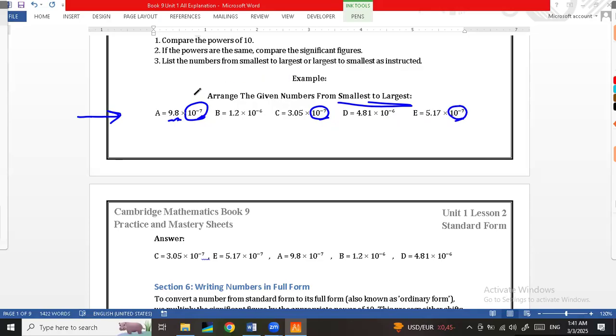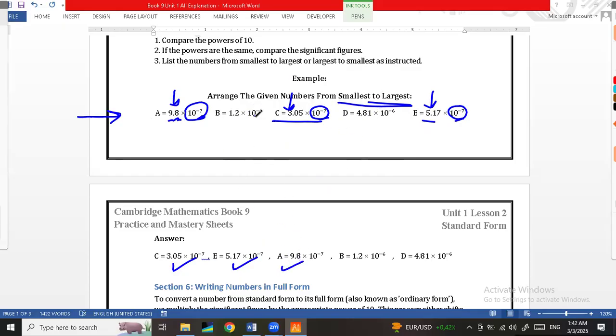I have to look now at the other numbers there. These numbers, I have to look at them. Which one of them is the smallest? Yes, this one is the smallest, which is C. That's why it's written here in the answer. What is after that? I got after that E. It's smaller than 9.8. Look at that. So that's why I have E next. After that, it is A.